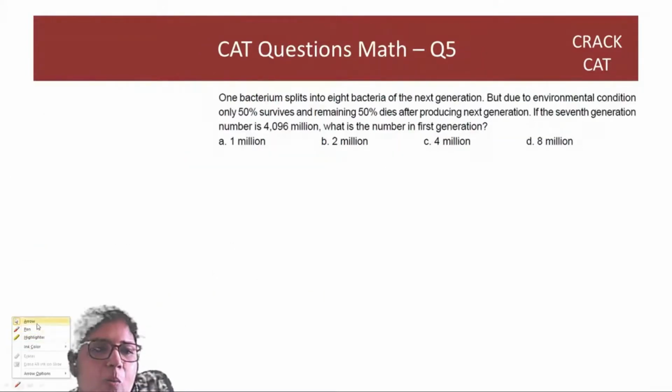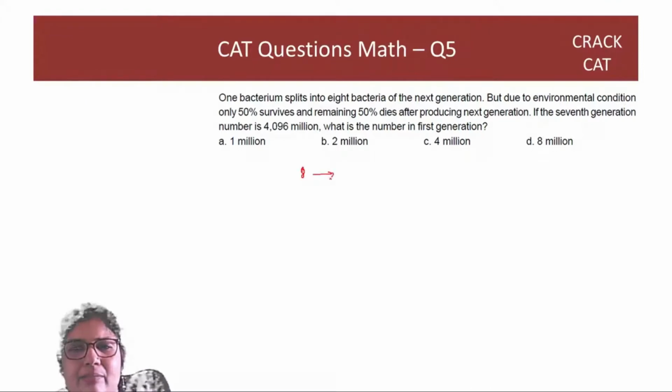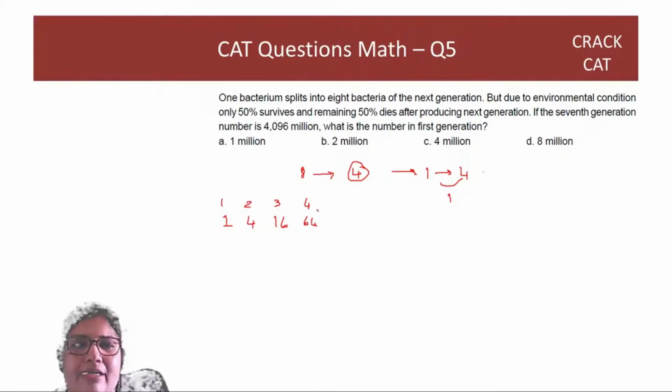Fifth question. One bacterium splits into 8 bacteria of the next generation. But due to environmental conditions, half of those 8 bacteria die and you are left with only 4 bacteria. So basically, one bacterium becomes 4 bacteria in one generation movement. So starting from the first generation, 1. In the second generation, you will have 4. In the third generation, you will have 16, 4 into 4. In the fourth generation, you will have 64. So in the nth generation, you will have 4 raised to n minus 1 because you start with 1.